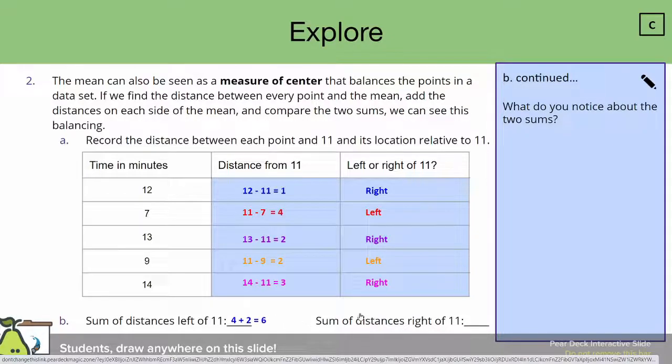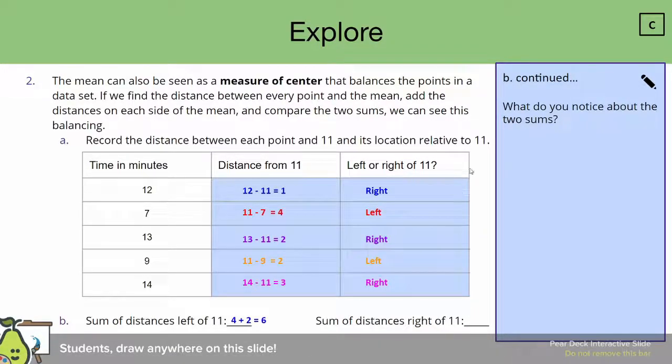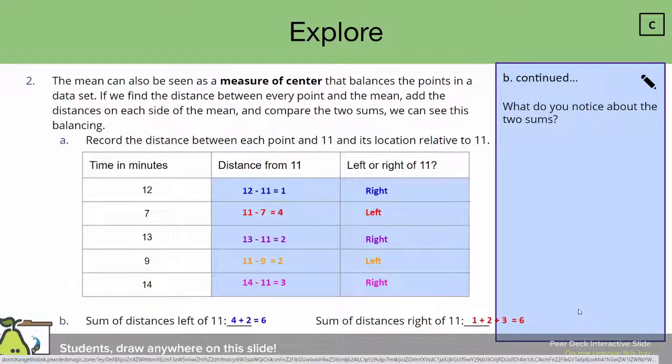What about the sum of distances right of 11? Please pause this video, look at all the times the word right pops up in the table, and then find the corresponding distances to those rights and find their sum. All right, welcome back. So we have right here, which corresponds to the number 1. We have right here, which corresponds to the number 2. We have right here, which corresponds to the number 3. So if we add 1 plus 2 plus 3, we will also get 6.